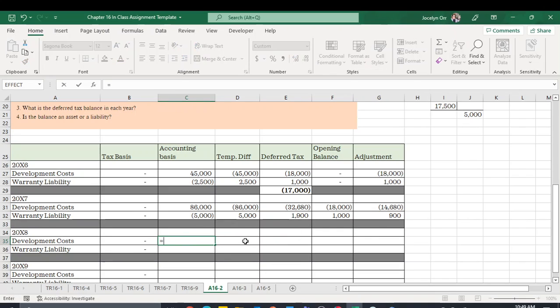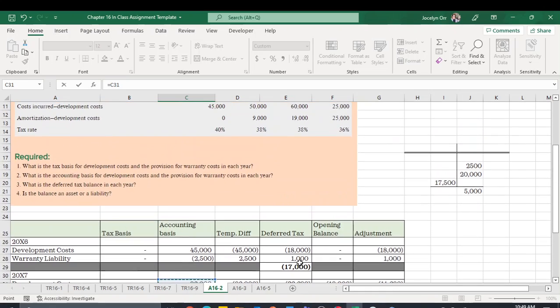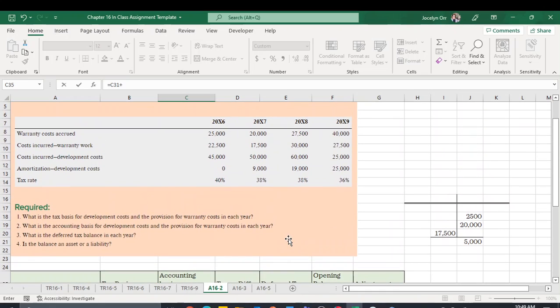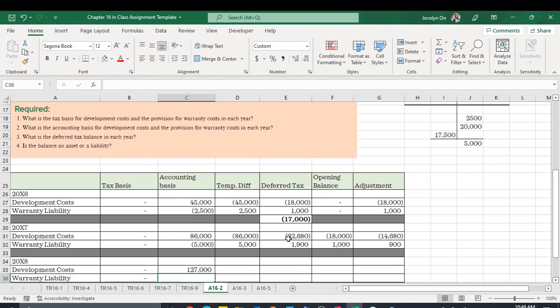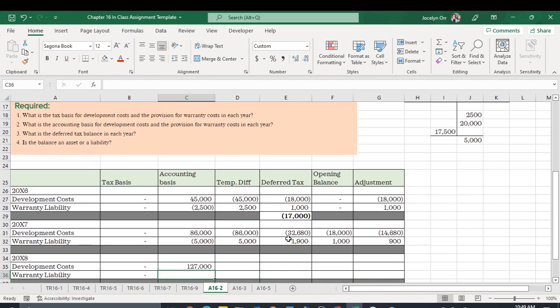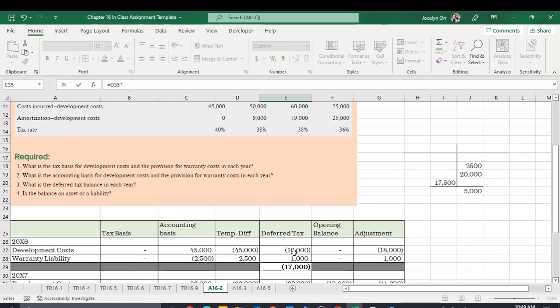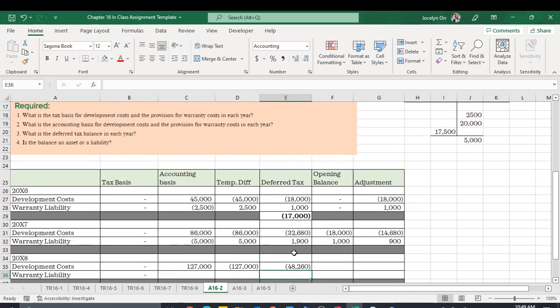In 20X8, I had a previous balance. I am going to add to that what was incurred. I'm going to subtract from that what was amortized, and it's going to give me a balance of $127,000. In year 3, my tax rate was 38% again. I had a previous balance.